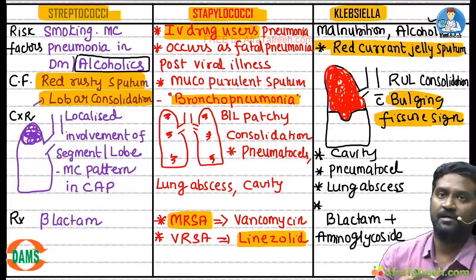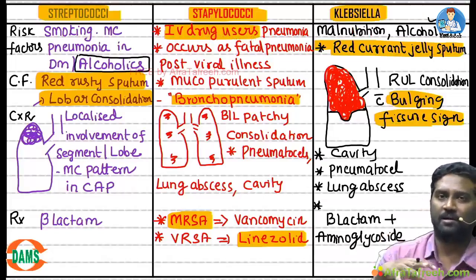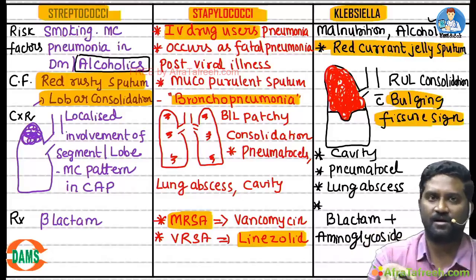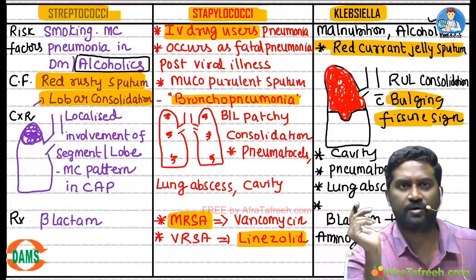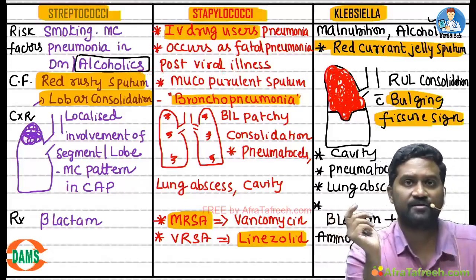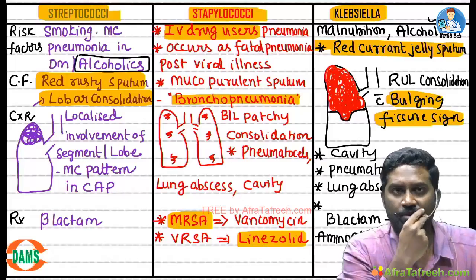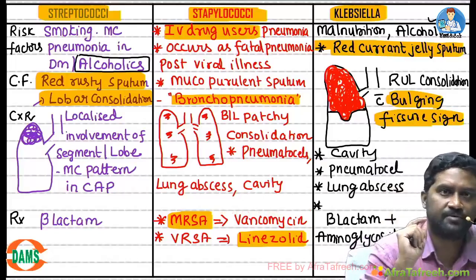From this table, the examiner can make multiple clinical scenarios. So you should know which organism fits there and you should answer accordingly. So okay, students.